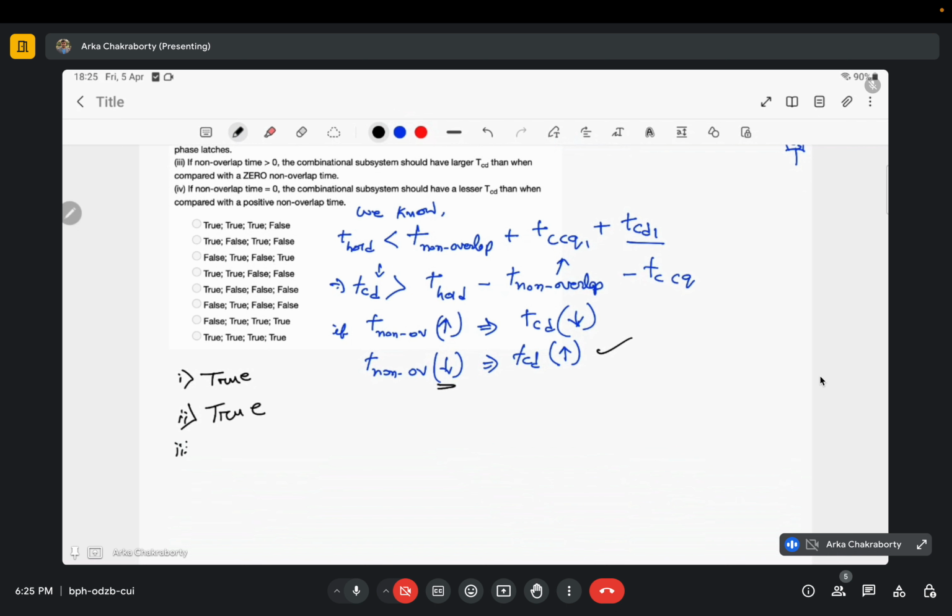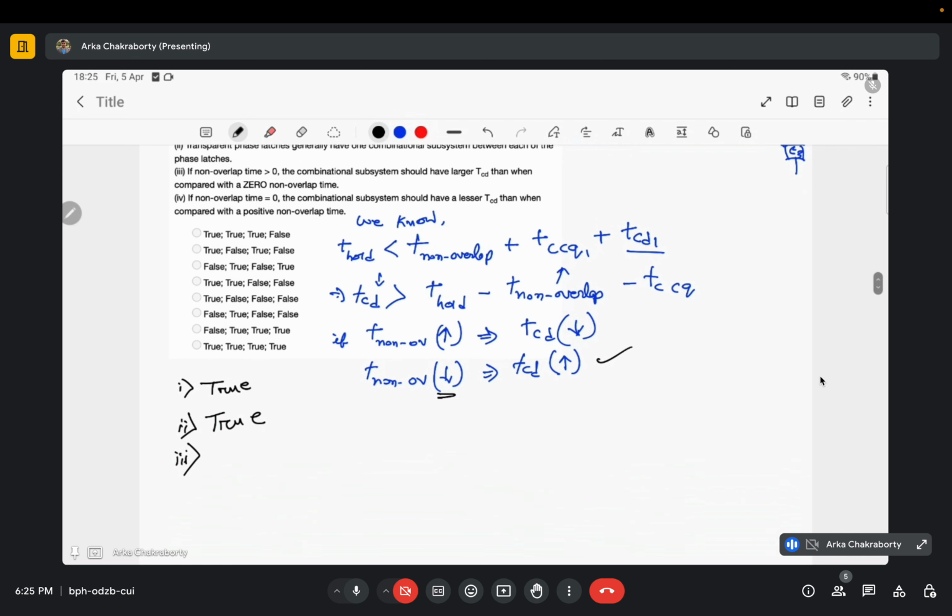Let's look into the third case. If non-overlap time is greater than 0, the combinational subsystem should have larger TCD than when compared with a 0 non-overlap time. If non-overlap time is increasing, then TCD should reduce. But here it is said that instead of reducing, it is getting larger, so the statement is clearly false. Correct?